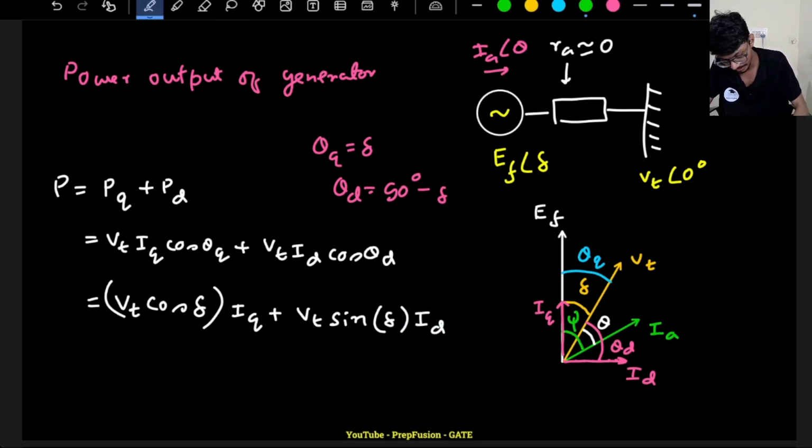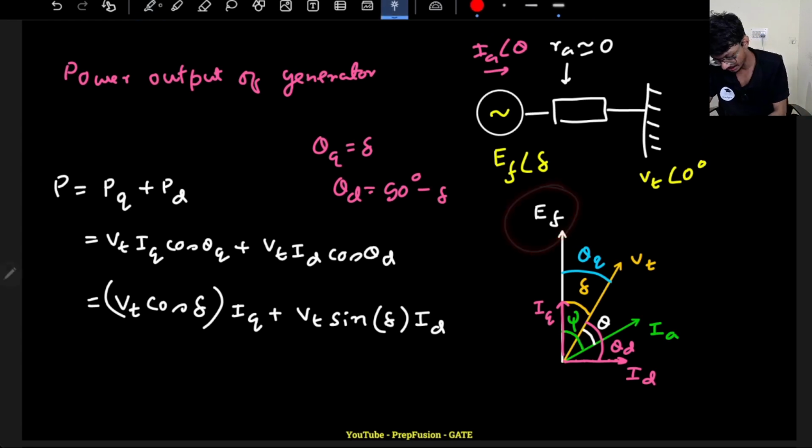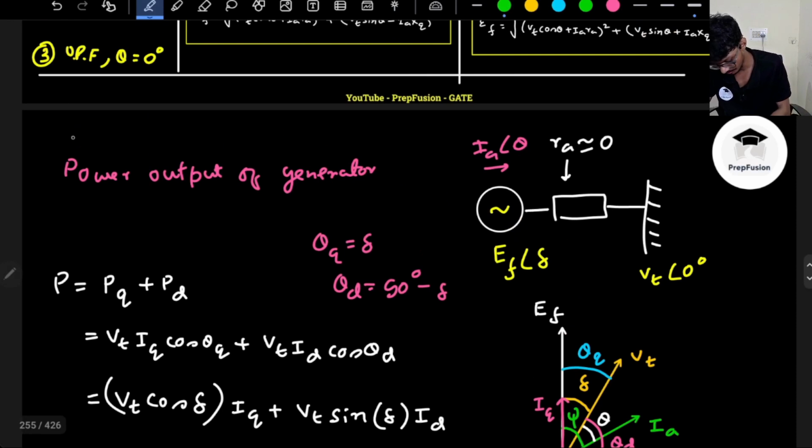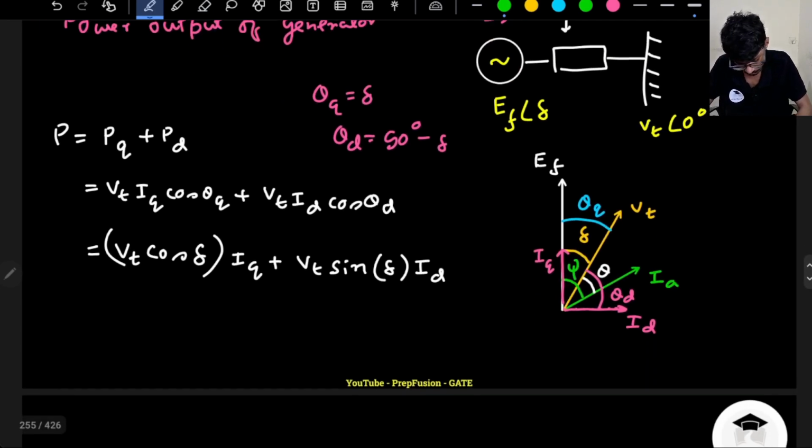One important thing to note here is how this EF is made. Again, I will go back to the same phasor. This time RA is 0. If RA is 0, again the same fundamental equation: EF will be equal to VT plus J ID into XD plus J IQ into XQ.